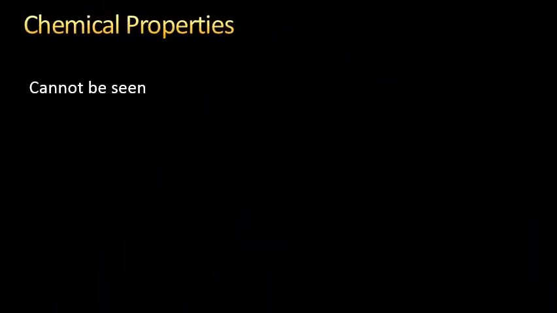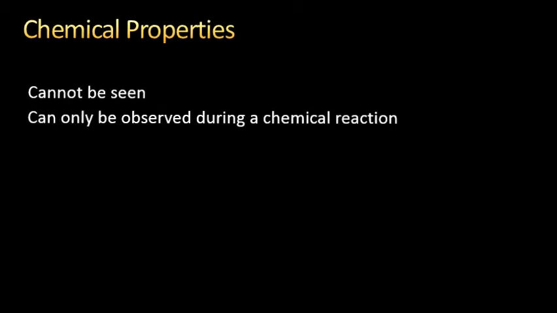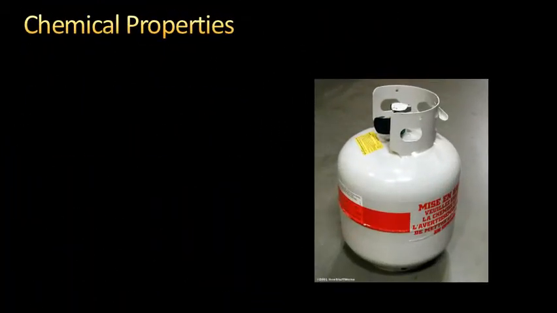So, a chemical property, you can't really see this. You can only observe a chemical property when it's actually happening in a chemical reaction. So this is a huge part of chemistry, because it's chemical reactions. So the first thing we want to look at are examples of a chemical property.